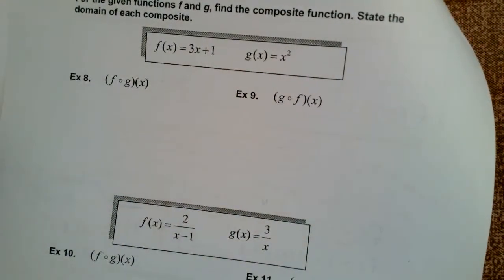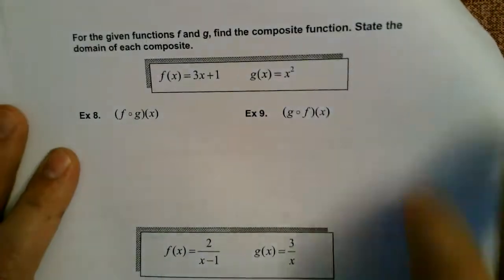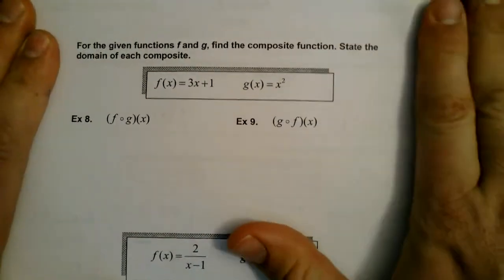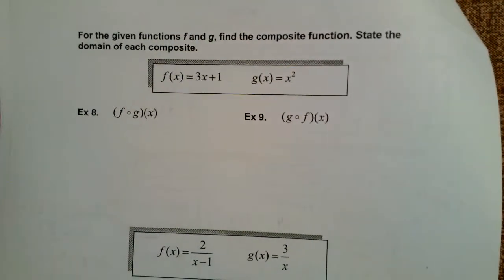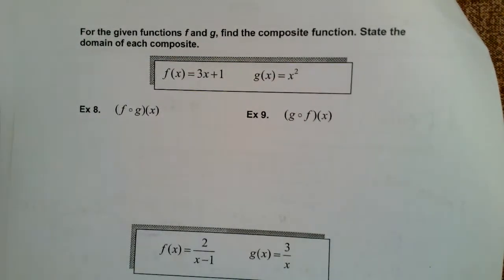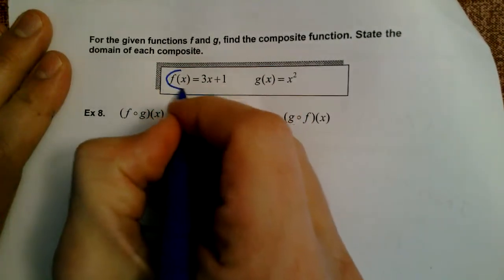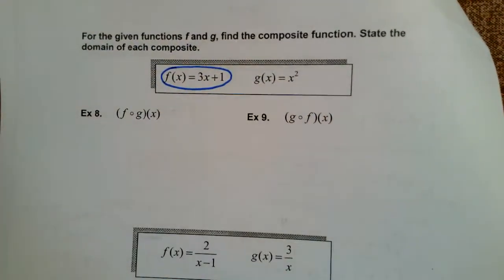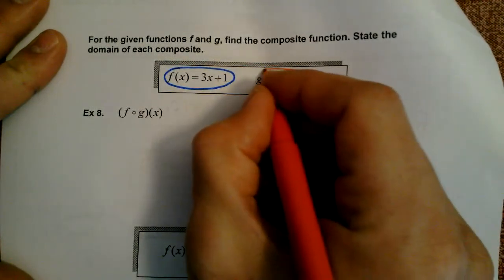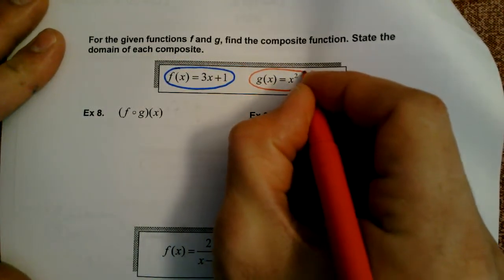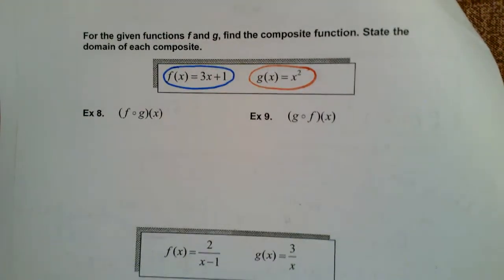Got a few more. Now we start getting into the algebra. Let me know if you can't see this. It says for the given functions f and g, find the composite functions. State the domain of each composite. So I've got f of x equals 3x plus 1. If you don't have your notes, hopefully you're writing this stuff down. I don't know how you learn this stuff if you don't write it down. G of x is x squared.